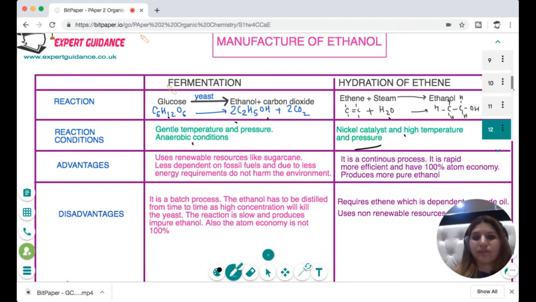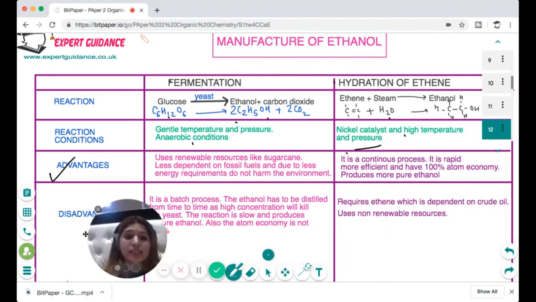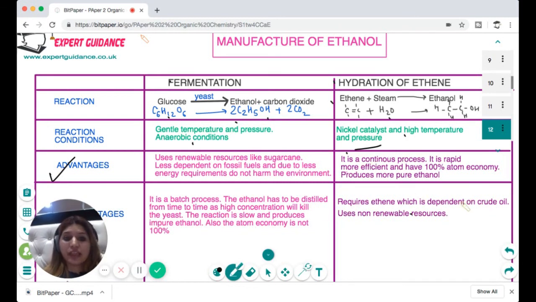The advantage of fermentation is, since you're using glucose or plant-based sugar products, this reaction uses renewable resources, so it is less dependent on fossil fuels, does less harm and has lower energy requirements. On the other hand, when you do hydration of ethene, it takes ethene from crude oil and it uses non-renewable resources. But the advantage of hydration of ethene is it's a continuous process.